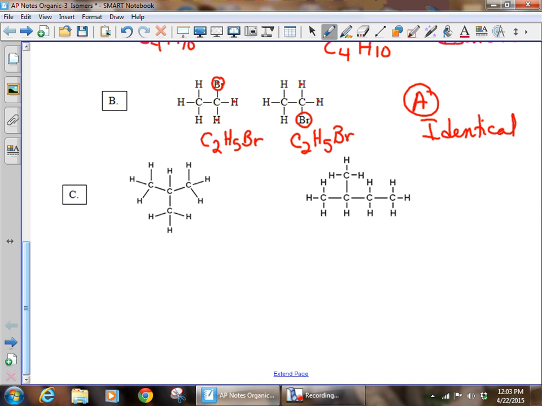Finally, on the last one, we look at it and we see formula-wise that this one has 4 carbons and 10 hydrogens, but this one has 5 carbons and 12 hydrogens. These do not obey the rule that they must have the same formula. We don't need to go any further. These are non-isomeric and non-identical. So C, non-isomeric and non-identical.